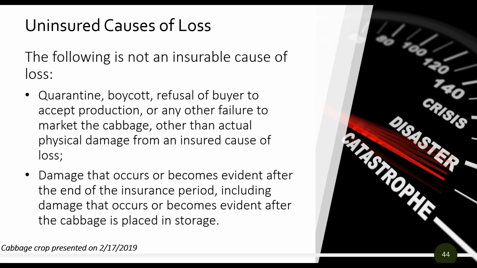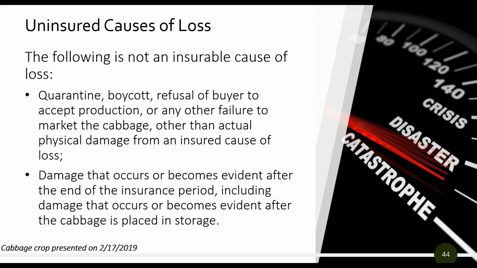What is uninsured is what I put on this next slide. The following is not an insurable cause of loss, and that would be quarantine, boycott, refusal of the buyer to accept production, or any other failure to market the cabbage other than actual physical damage from an insured cause of loss. In addition to that, damage that occurs or becomes evident after the end of the insurance period, including damage that occurs or becomes evident after the cabbage is placed in storage.